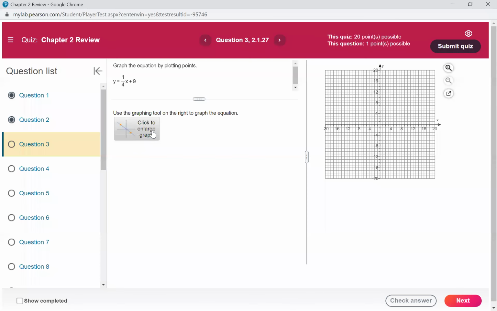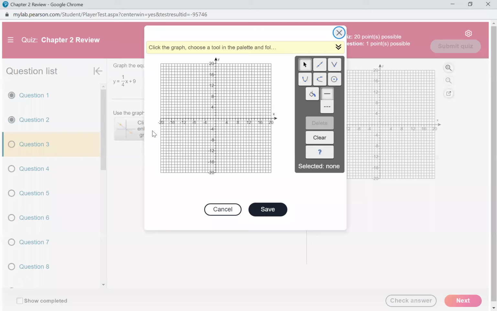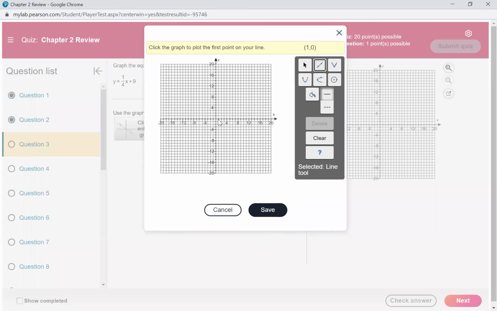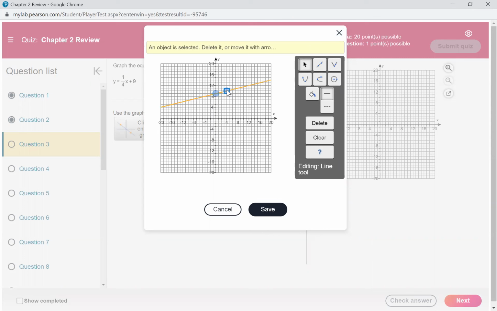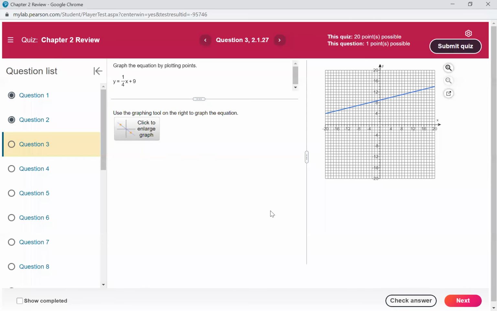So we're going to click to enlarge our graph. We're going to get our line tool again. So we had what, a (0, 9). So starting in the middle, 0 on the x-axis, I'm going to go up 9. All right, so there's (0, 9). I'm going to click that. And then my second point was (4, 10). So I'm going to go right 4 and up 10. So let me go right 4. So my point's showing (4, 10). So I'm going to click that. All right, y'all, we will save that. And then let's see what they got next.